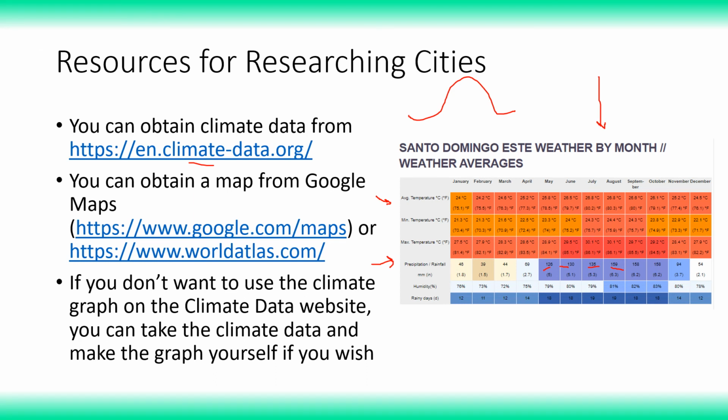And then we don't really worry about the humidity and the rainy days. So you don't need those. You don't need the min and max temperature. You do need the average temperature and the precipitation. You don't have to use the table. You're more than welcome to just use the graphs. But if you're finding that it's hard to read, then you can use the tables that are right on the exact same web page. You just got to scroll down a little bit.